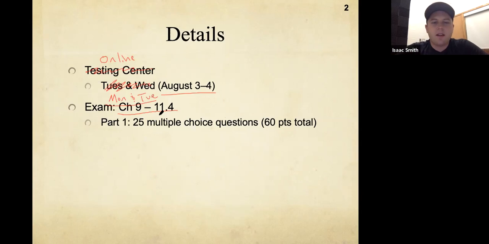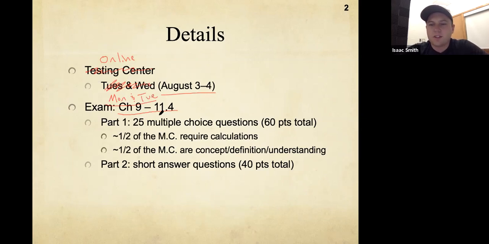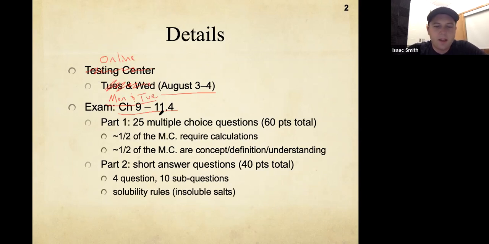All right, so again, there are 25 multiple choice questions worth 60 points. About half require calculations. Then there are short answer questions, which account for 40 points of the exam. There are 4 questions, but 10 sub-questions, so it might appear as 40 questions on the exam, basically. But you've seen this before.